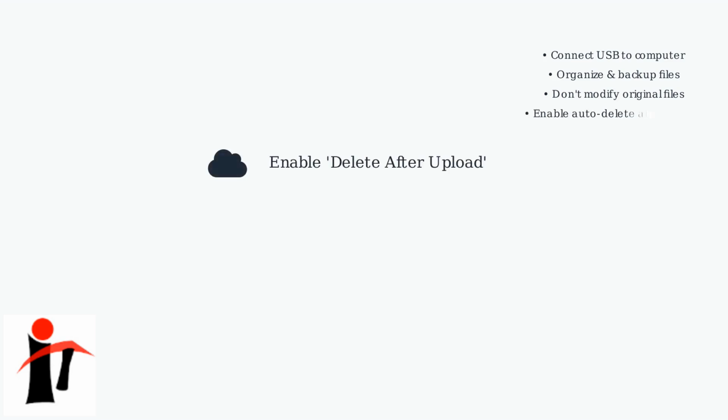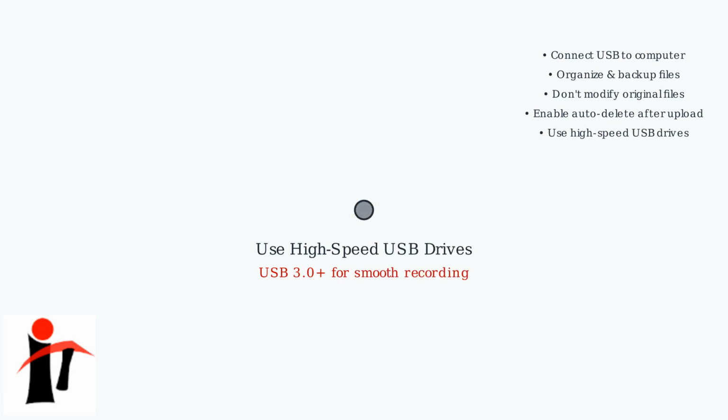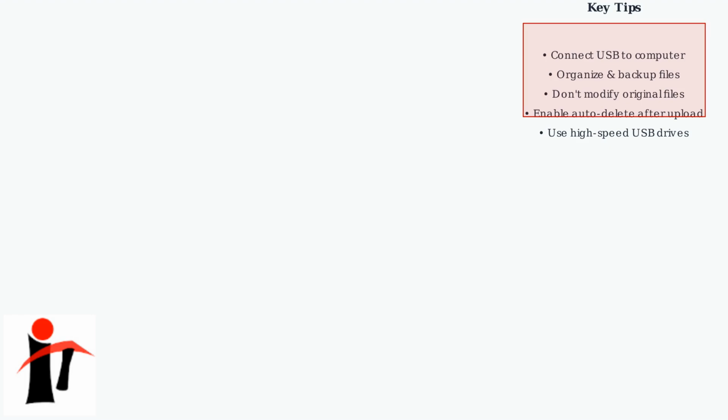Consider enabling the Delete After Upload feature to automatically remove clips from your USB drive after they are successfully uploaded to the cloud. This helps manage storage space efficiently. Using high-speed USB drives ensures smooth recording without lag. Look for USB 3.0 or faster drives to handle the continuous data flow from Tesla's Dashcam system. Following these advanced management tips will help you maintain organized, accessible dashcam footage while preserving the integrity of your recordings.